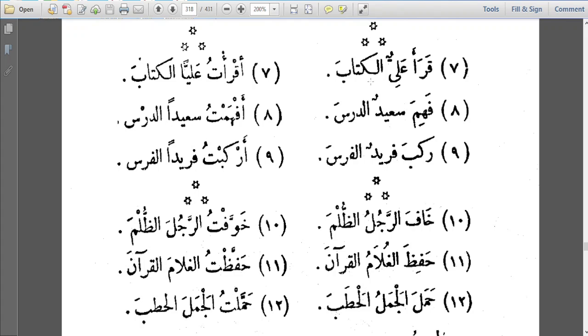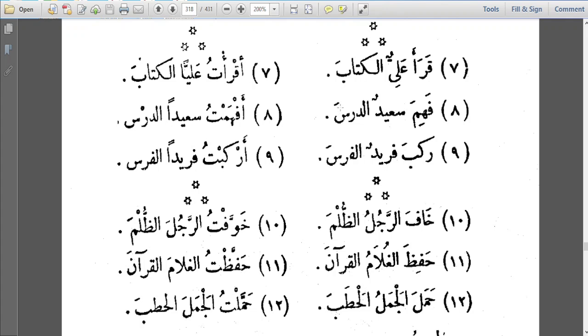Ali read the book. Look at here. أقرأ. The verb is أقرأ. Hamza has been added. Not قرأ but أقرأ. So it says أقرأت عليا الكتابة. I made Ali read the book. أقرأ, to make somebody read. Okay.